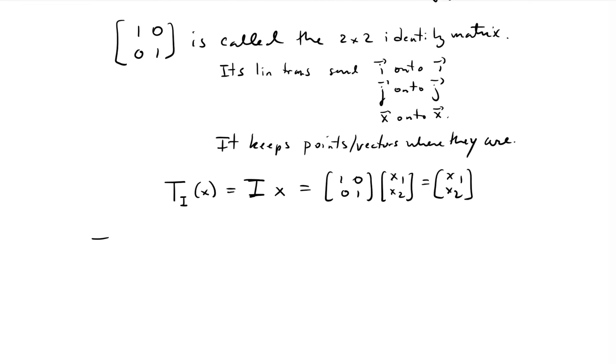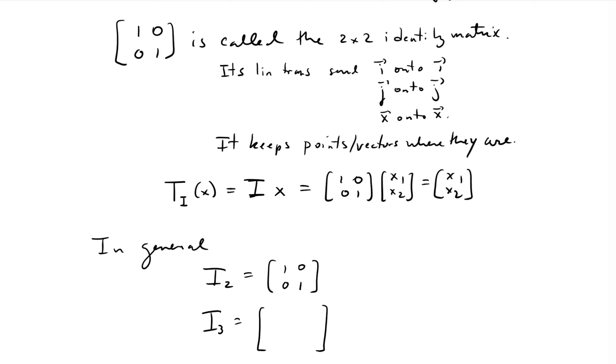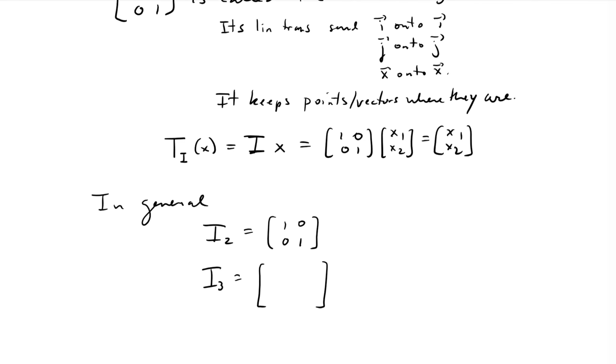So in general, we've got I2, which is this matrix here. We've got I3, which is the identity matrix that's 3 by 3. So what's that matrix? It's the linear transformation that will take vectors in R3, map them into R3, but keep things where they are. So I stays onto I, J stays onto J, K stays onto K. So this is I3. It's basically a diagonal matrix where you've got 1 on the diagonal and 0 elsewhere. So I guess the difference is that you've got many ones as neutral elements for matrix multiplication here. So I4 would be like that.